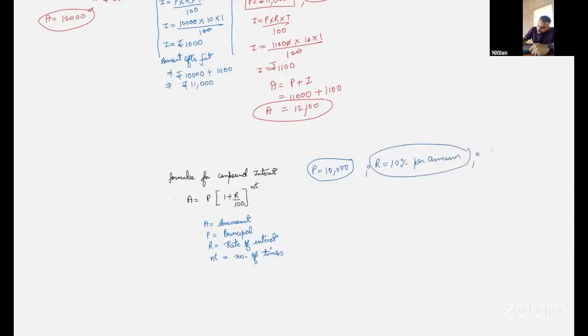And what was the time period? Time period was 2 years. So, compounded annually. Yes, the above question was compounded. So, how many times will you apply the interest?